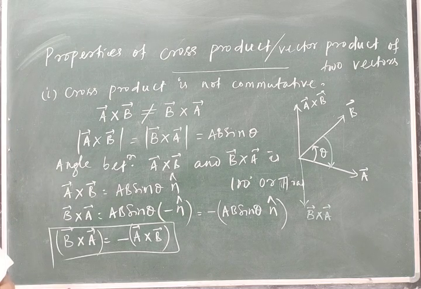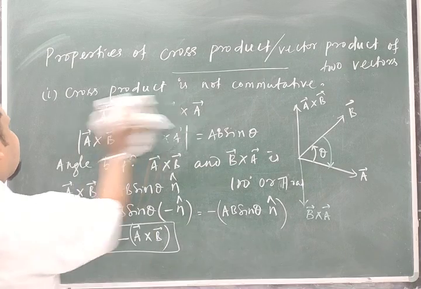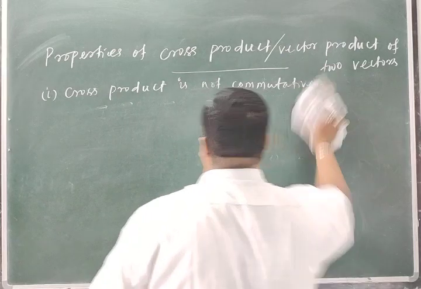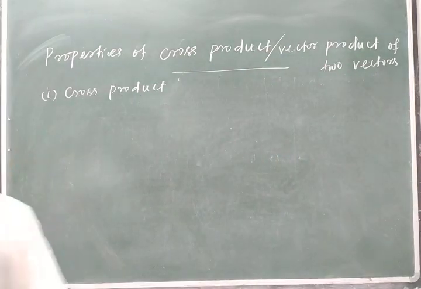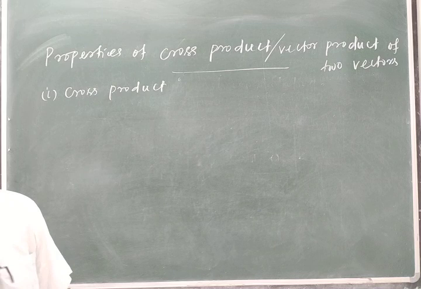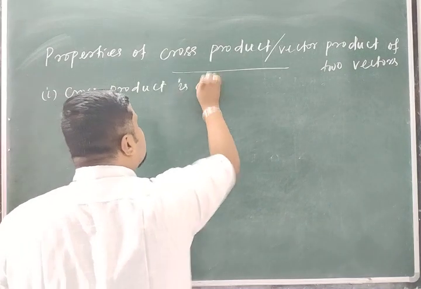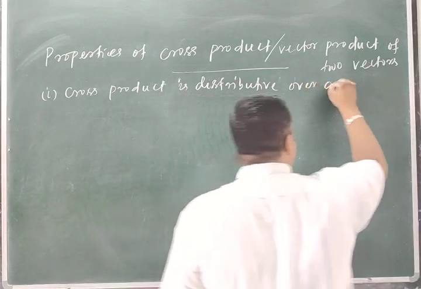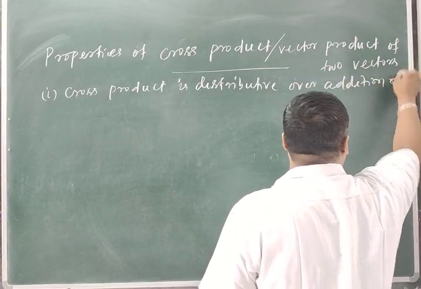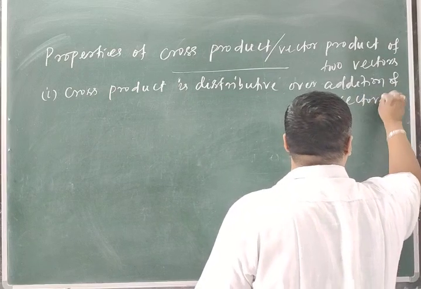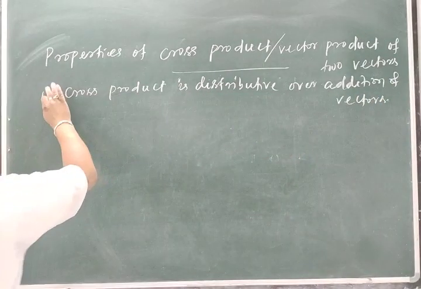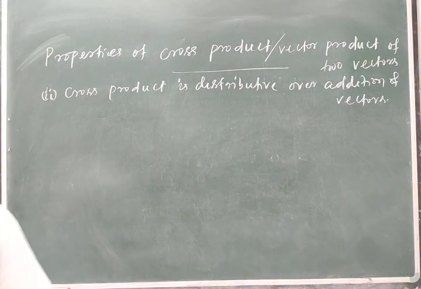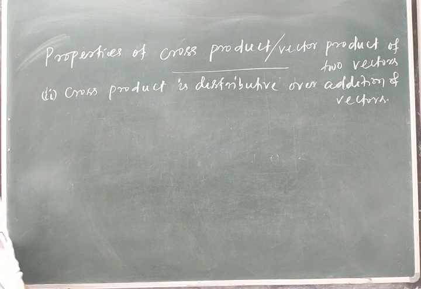Next, the second property: the cross product is distributive over addition of vectors. This is the same as in the dot product. What does it mean?